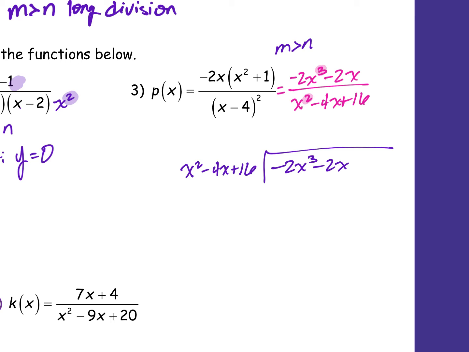Okay, so what do I multiply x squared by to get negative 2x cubed?